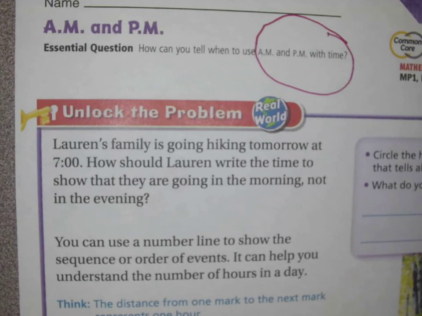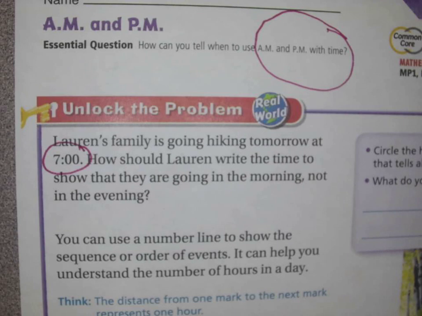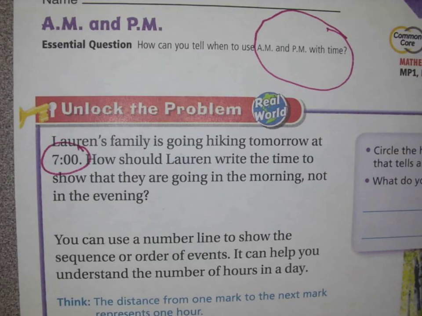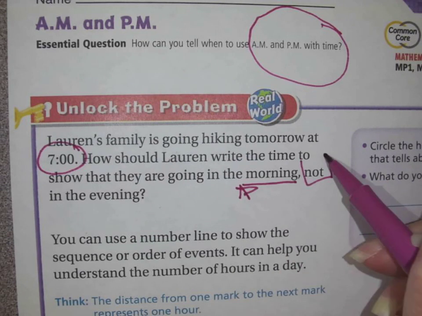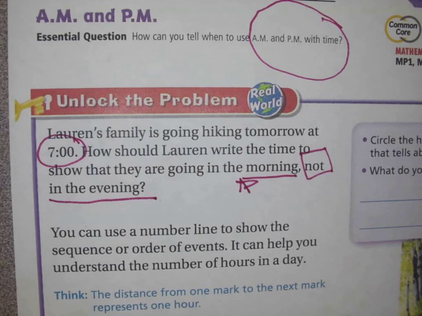How should Lauren write the time to show that they are going in the morning, not in the evening? Okay, so we know Lauren's family is going hiking. We want to show that they are going in the morning, not in the evening. Ooh, that would be difficult to go hiking at night. That's kind of dangerous too.